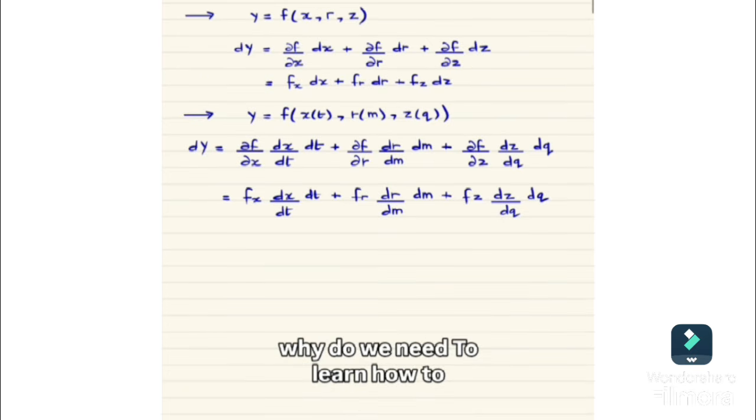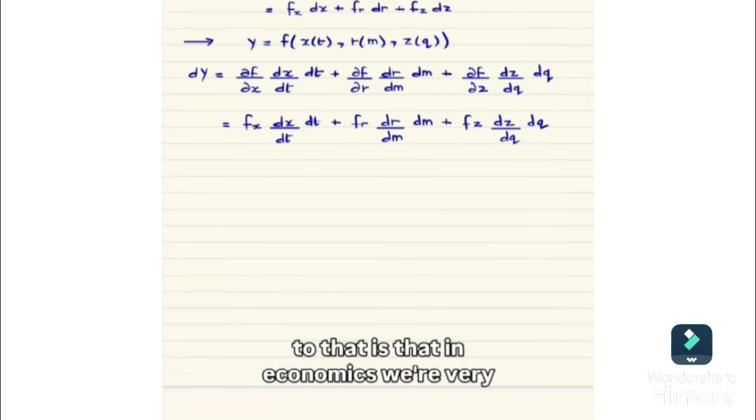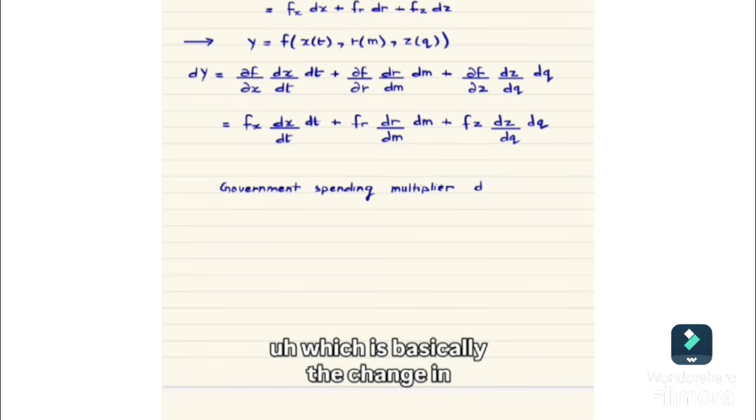Anyhow, why do we need to learn how to calculate the total derivative? The answer is that in economics, we're very much interested in how to calculate the government spending multiplier, which is basically the change in output or GDP because of a change in government spending.